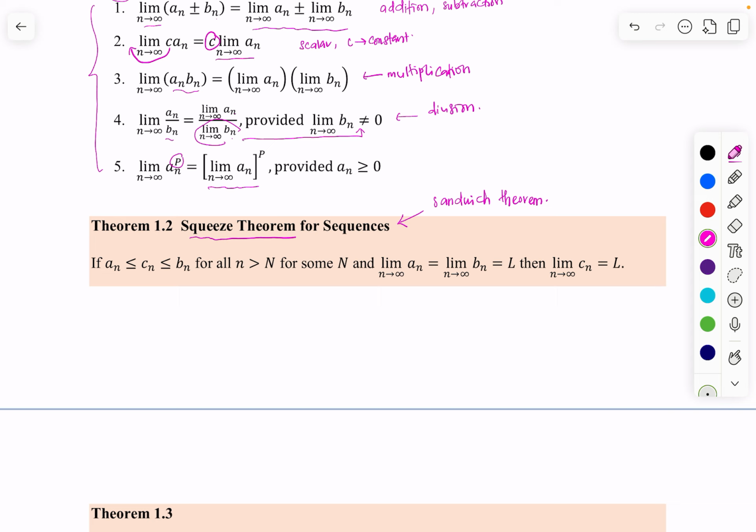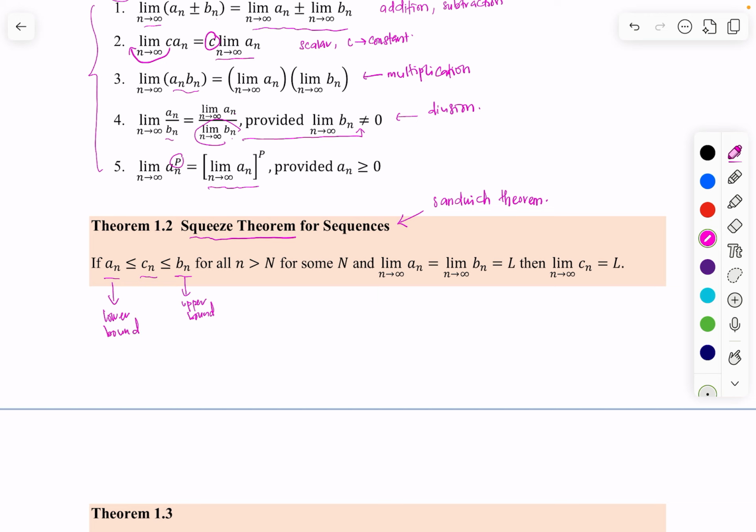Okay, so this theorem says that if we have a sequence cn that is in between an and bn, I would say this bn is the upper bound, because bn is greater than cn, and cn is greater than an, and this an is the lower bound.